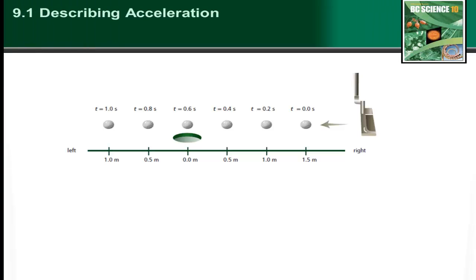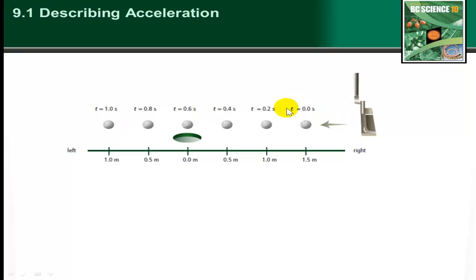Welcome to section 9.1, describing acceleration. From the last chapter, you are, I suspect, well familiar with this concept of uniform motion. You're looking at a putter, of course, hitting a lovely little golf ball towards a hole. And of course, the golf ball misses. But what really matters here, believe it or not, is this data.